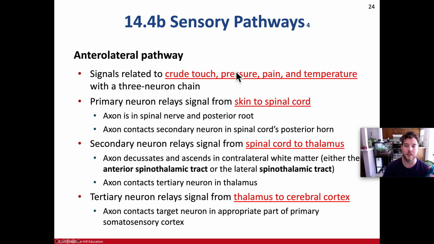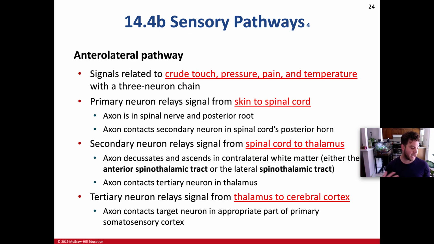Then the pressure. At this point, I'm the one that's putting pressure, but maybe if I set this under my hand, let me see if I can do this without dropping it. Now I have different receptors that are activated, detecting the pressure, the weight of this onto those sensory receptors.